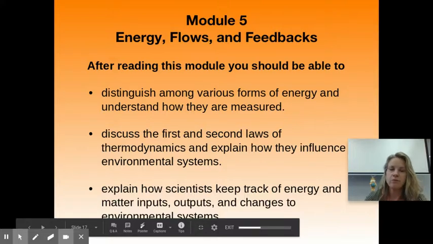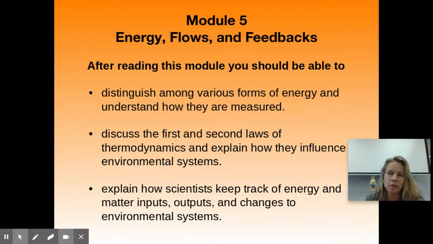All right, so this is Module 5, and in this module we talk about energy flows and feedbacks. So mainly we're going to talk about power, energy input, systems that require power, energy, some measurements that we use for power and energy, and then we'll touch a little bit on the thermodynamics.